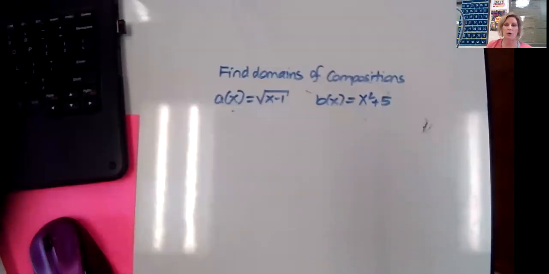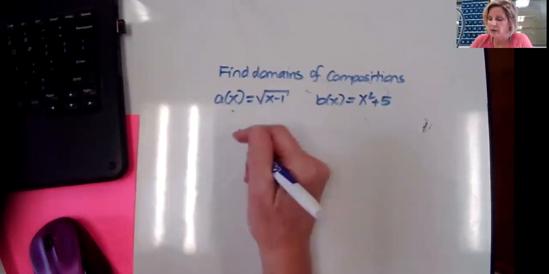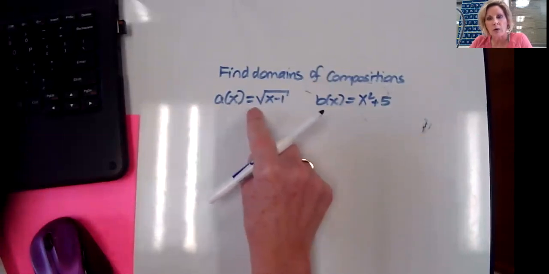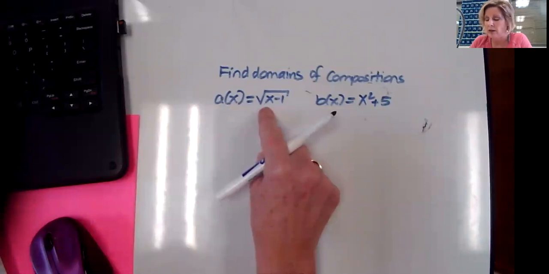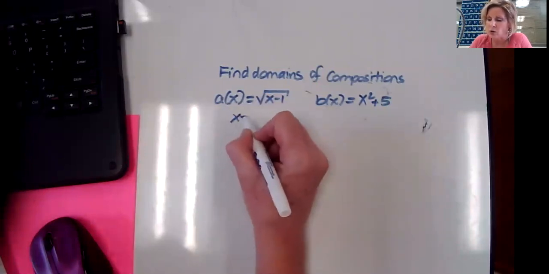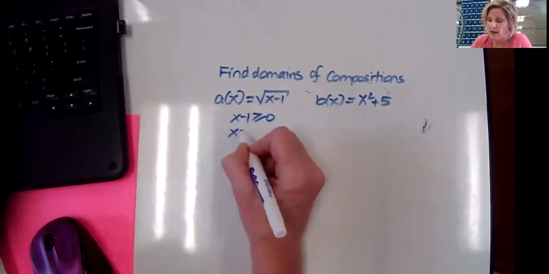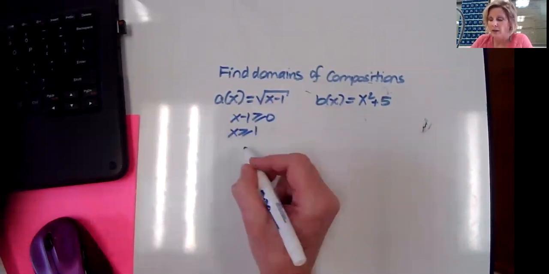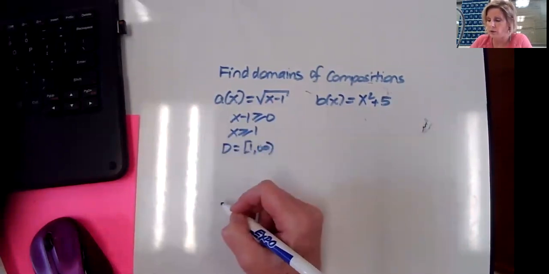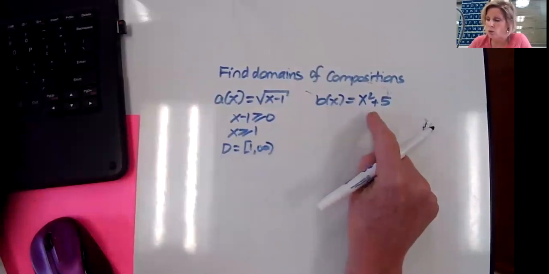All right, the last one we're going to do is to find, again, the composition domains. So here, I know that A of X is a square root function, so its domain is restricted. I have to take the square root of 0 or the square root of positive numbers. So what's under the radical cannot be negative. It must be positive or 0. So x must be greater than or equal to 1. So the domain is 1 to infinity, or x such that x is greater than or equal to 1. For b of x, it's a polynomial function. It's quadratic.